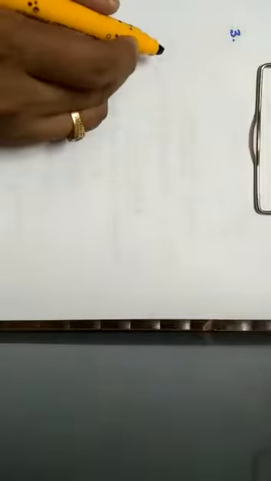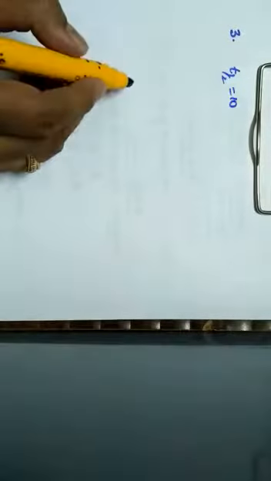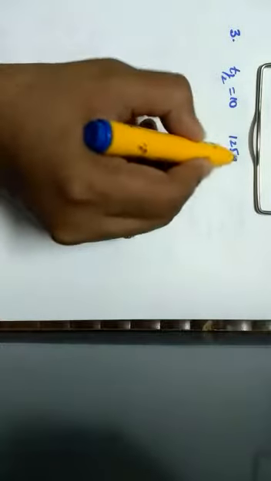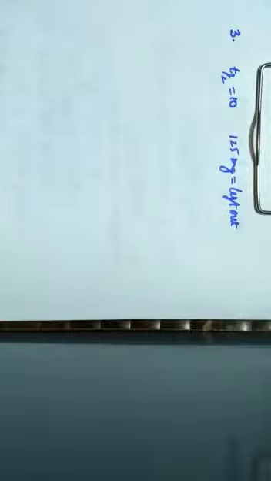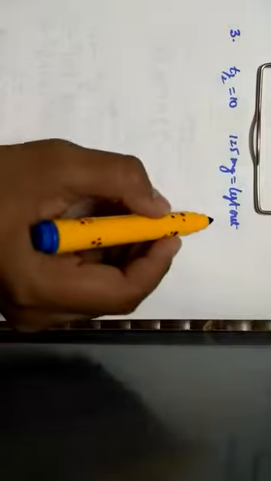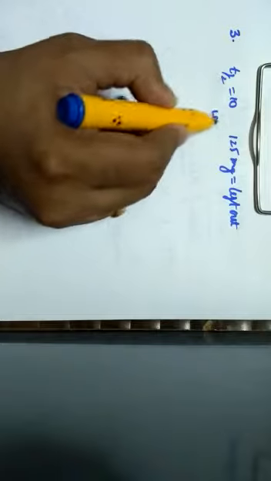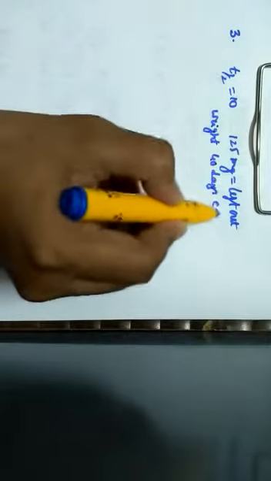Question number 3. A radioactive isotope has a half-life of 10 days. So it has been given as T half is equal to 10 days. If 125 milligrams is left out, what was its initial weight 40 days earlier? Means we have to identify the weight of the substance 40 days earlier.